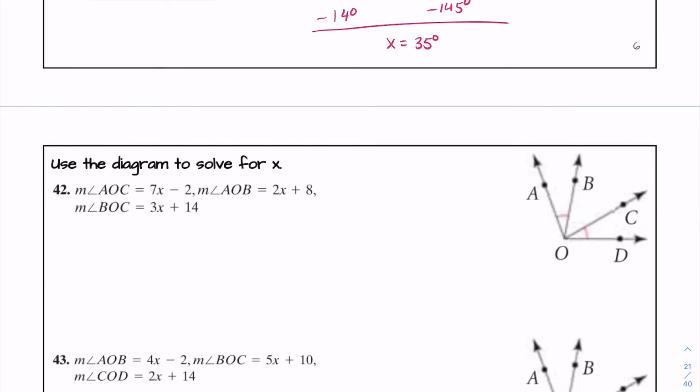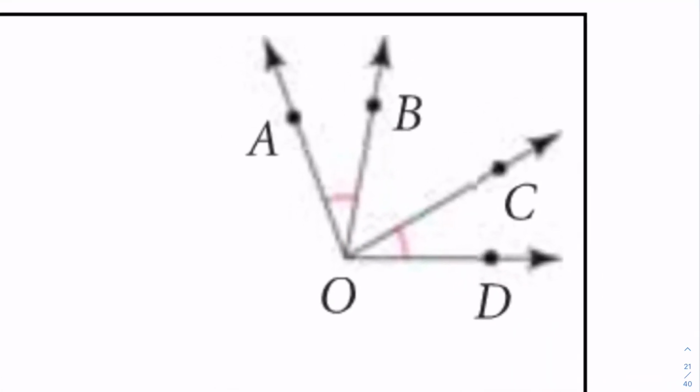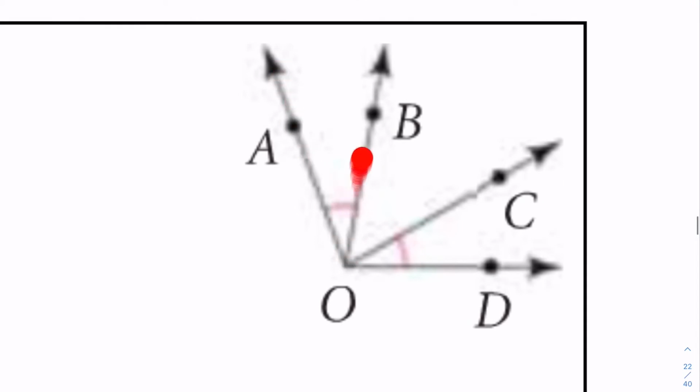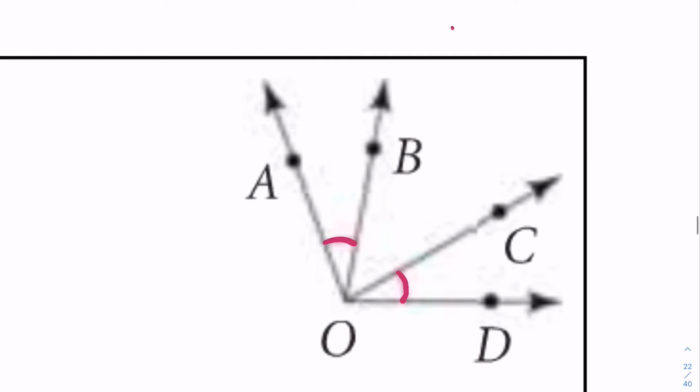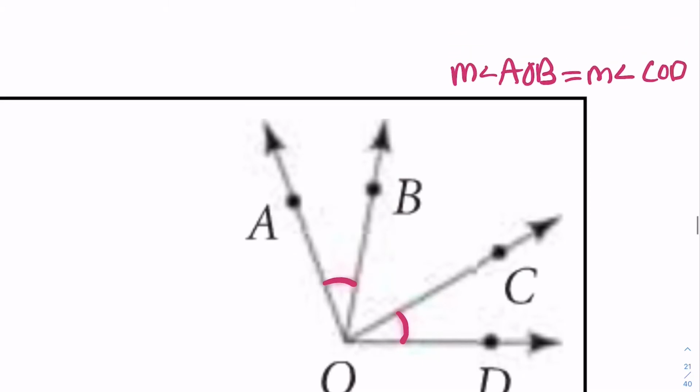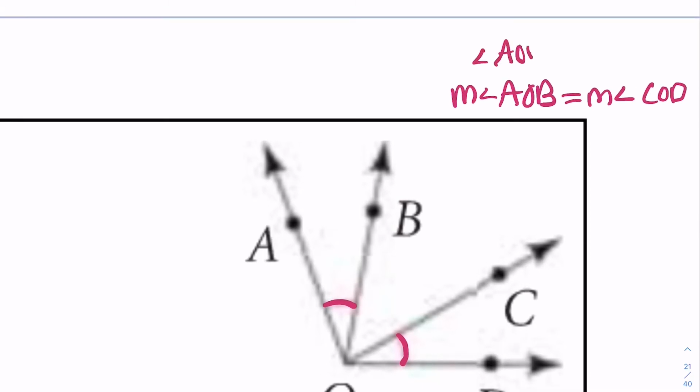For this one, we have something unique happening. We have angle AOB, angle BOC, and angle COD. Then we have these little lines here. I'm going to clean them up. This is a very blurry picture. But these mean that these angles are congruent. Therefore, the measure of angle AOB is equal to the measure of angle COD because angle AOB is congruent, look at my congruent symbol, to angle COD.